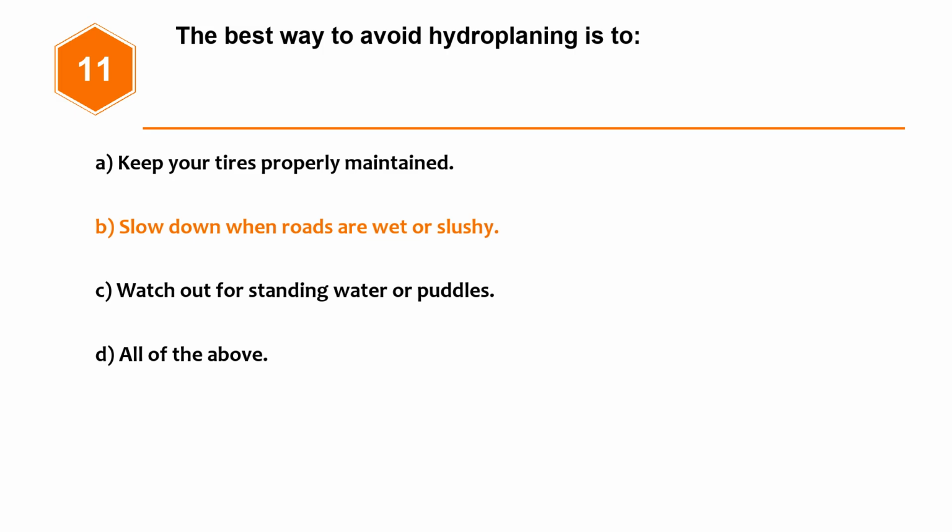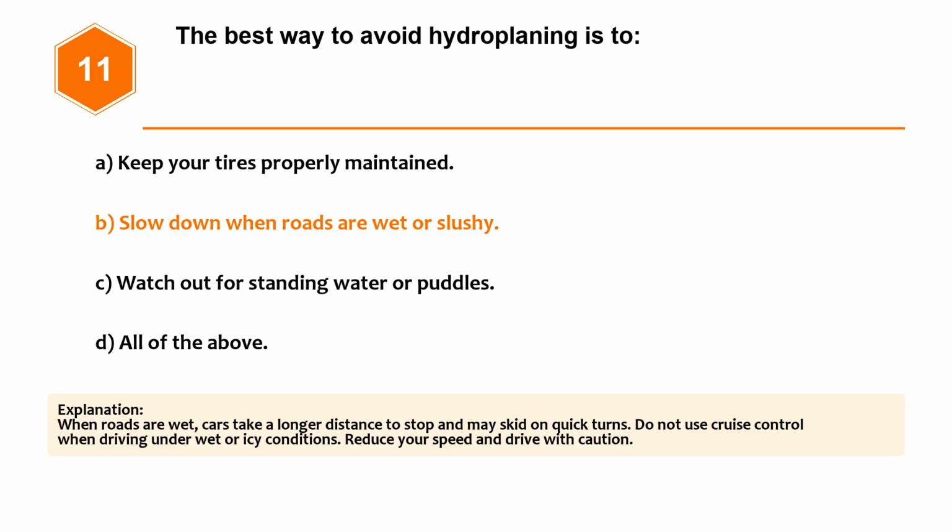The correct answer is option B. Slow down when roads are wet or slushy. Explanation. When roads are wet, cars take a longer distance to stop and may skid on quick turns. Do not use cruise control when driving under wet or icy conditions. Reduce your speed and drive with caution.